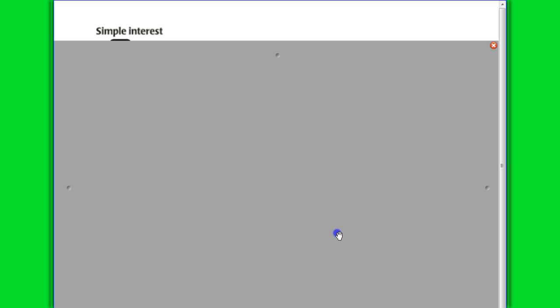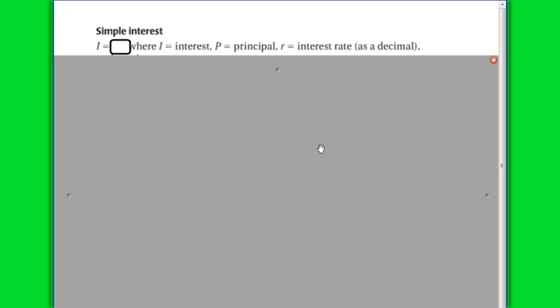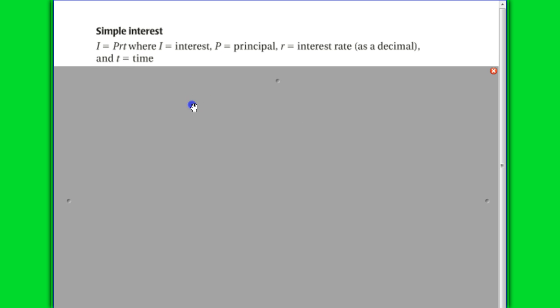We have 3 other formulas that you used last year. Simple interest is the first. You remember what that is? I equals, remember? PRT, good. Where principal is P, R is your interest rate, and T is time. And these are all also found in your book. We used that in the spring last year.